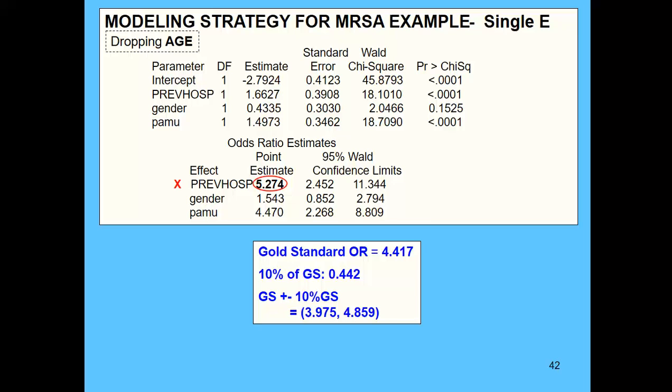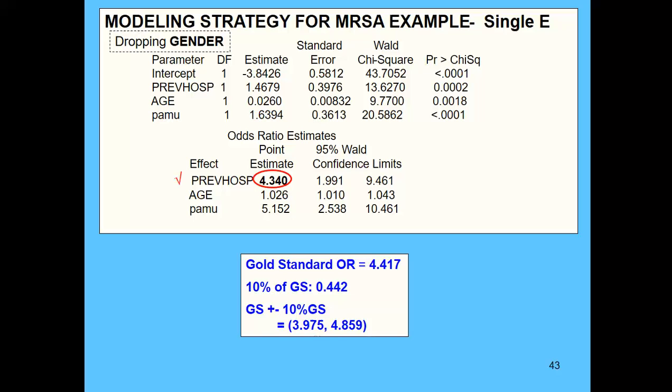See what I'm saying? If I wanted to use 15%, it might be within, so there is an issue about what percent you use. But if I decide it's 10%, that's what I'm getting. It says I can't drop age if I want to use the 10% rule. What about this one? 4.340 is in there. So I can drop gender, right? That's what I've shown you.